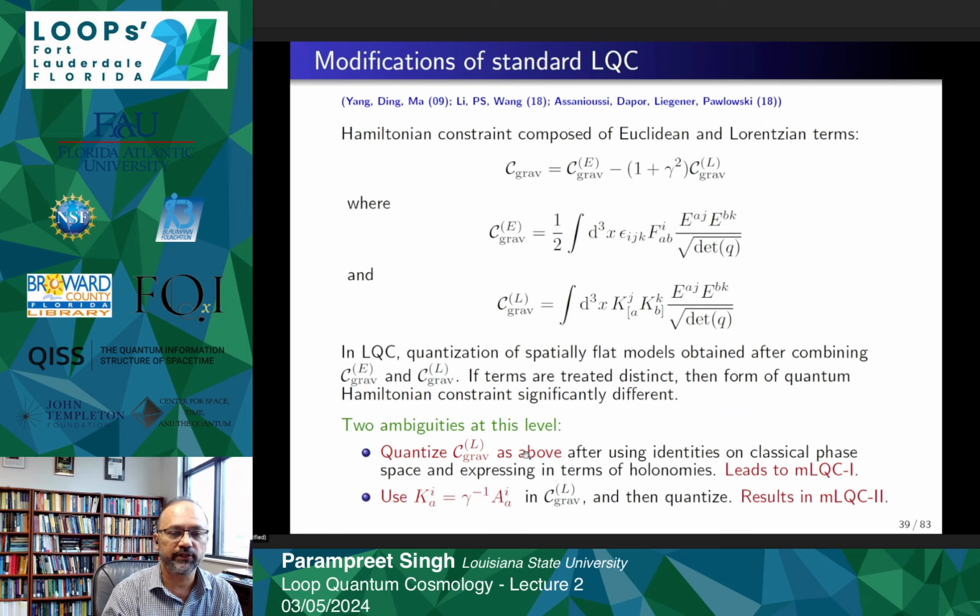There is the quantization of how you do the Lorentzian part, and this leads to what is called modified loop quantum cosmology version 1, which is now called MLQC1. But one can also use, instead of the Ashtekar connection, the extrinsic curvature, because the intrinsic curvature is 0, and then quantize, and this results in MLQC2. So MLQC1 appears if you just quantize them separately, as one would do in a more non-simplified model than loop quantum cosmology. And MLQC2 appears if you don't use the Ashtekar connection, but use the extrinsic curvature.